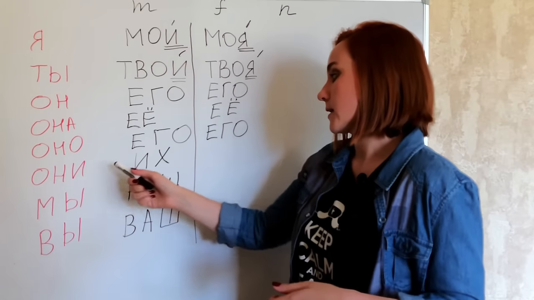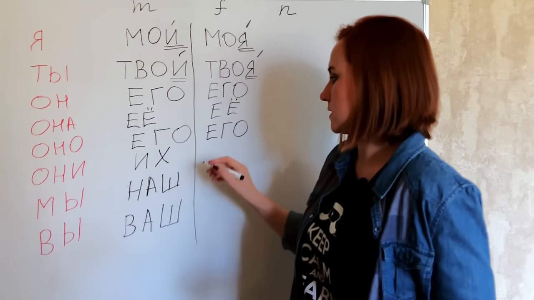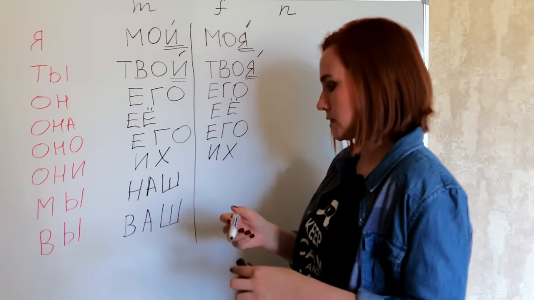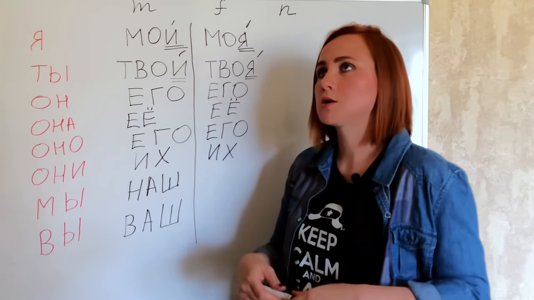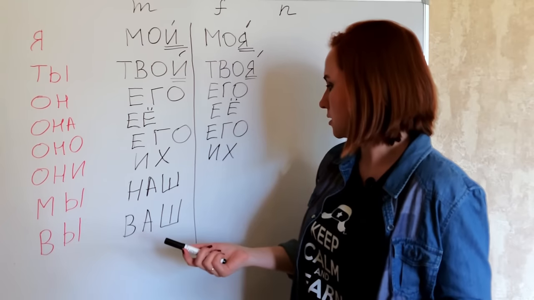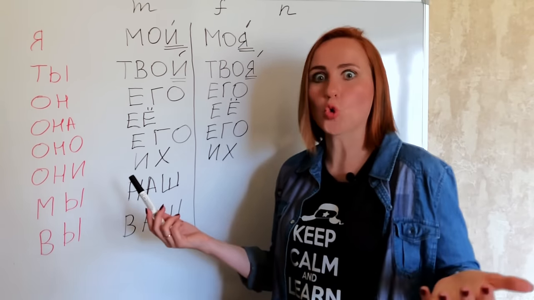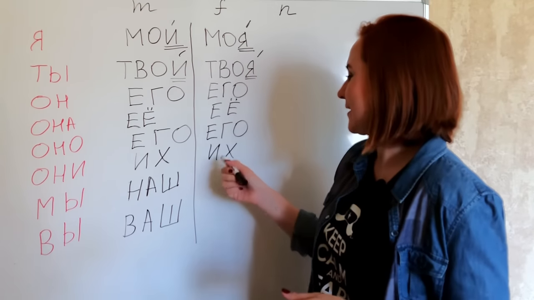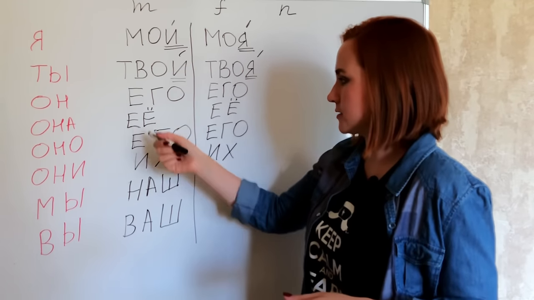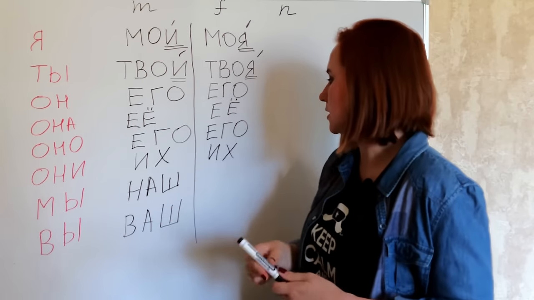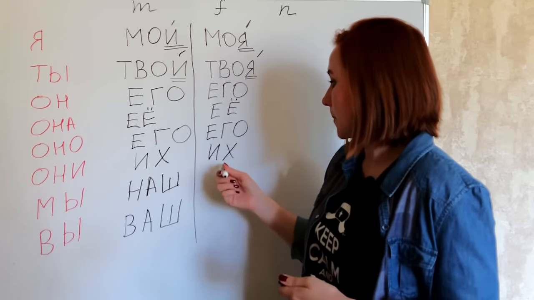Его, их. Stays их. Их книга, их подруга, их лаборатория. I don't know. So it's still их. No, actually these four stay the same.